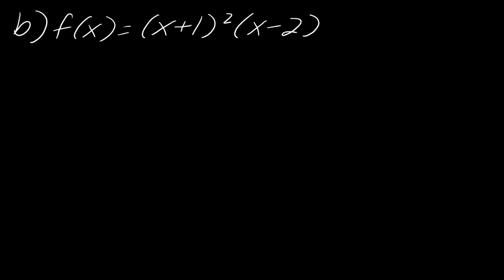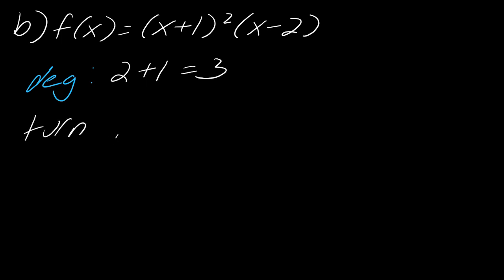Let's try another one. Okay, so here is a fully factored polynomial. What is the degree of this? You have to figure that out before you can figure out turning points. So the degree of this is found, well, we already talked about this, right? So you add up the different multiplicities. So the degree of this is 3.